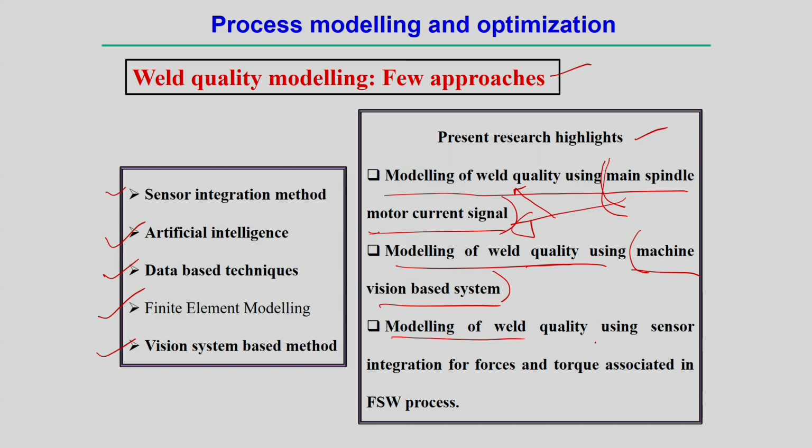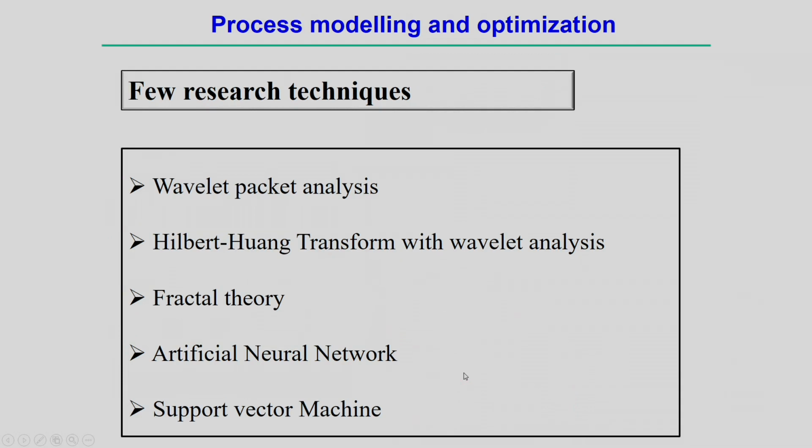Then modeling of the weld quality using the sensor integration for force, that means from the force sensor, force measurement, and from the torque, we can measure force and torque during the process. We can link this force and torque, we can model it in the sense that we try to find out the correlation with respect to the input parameters specific to the friction stir welding process. This is just a typical example of the data driven modeling approach.